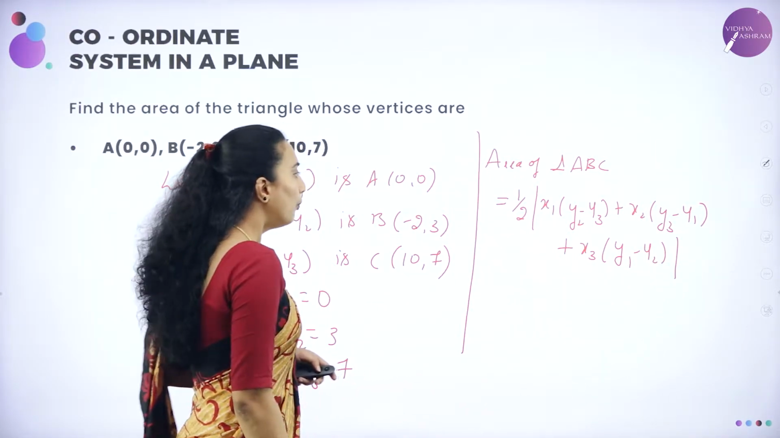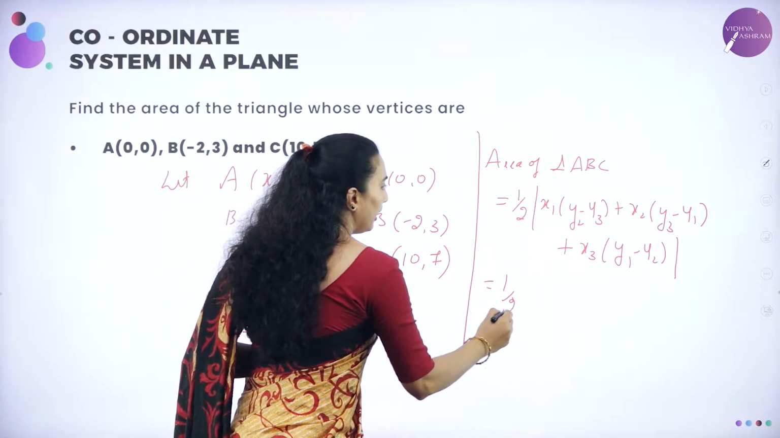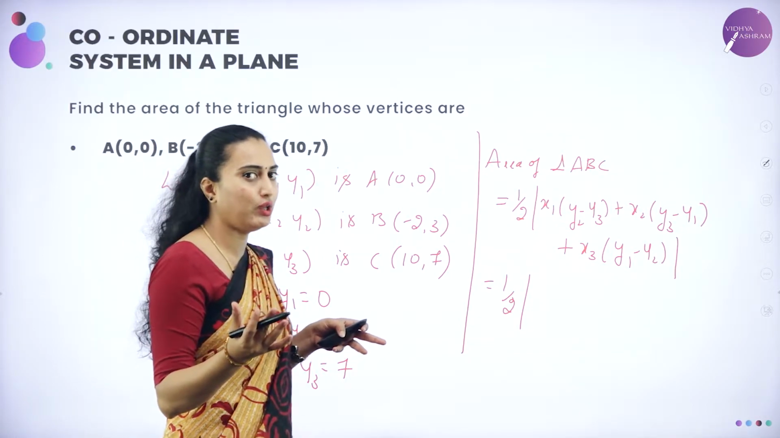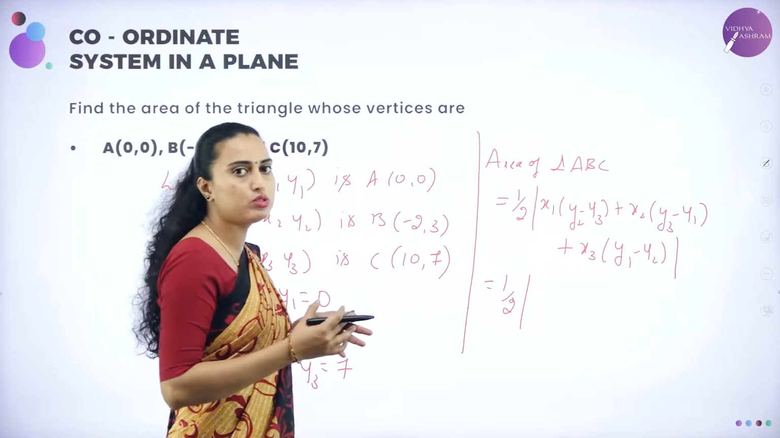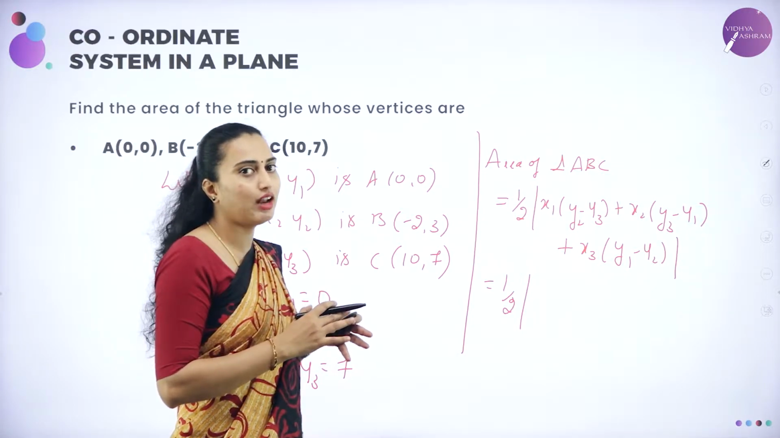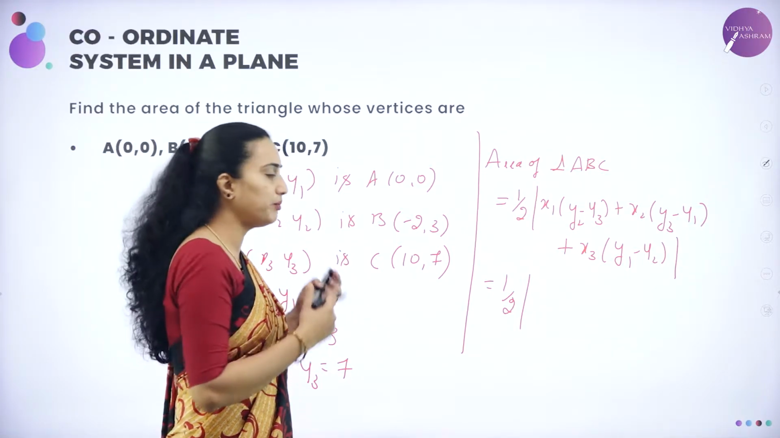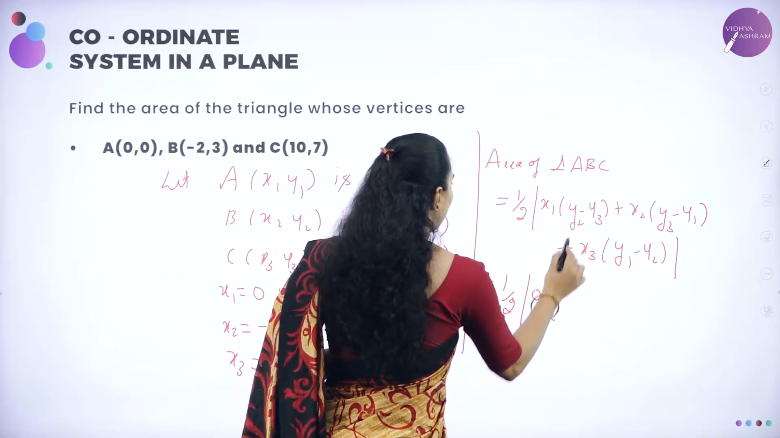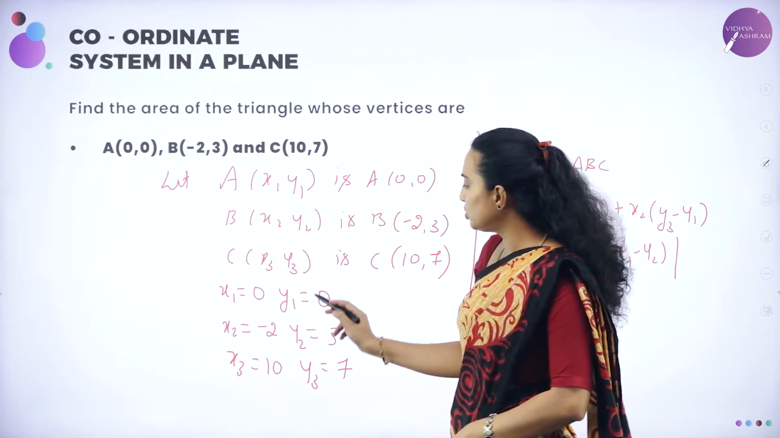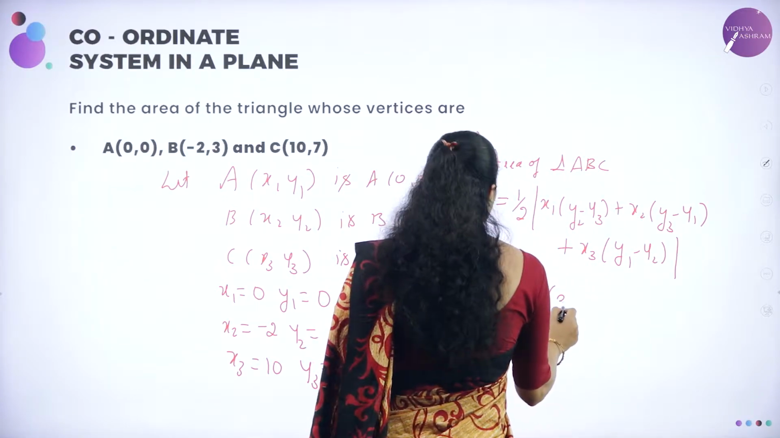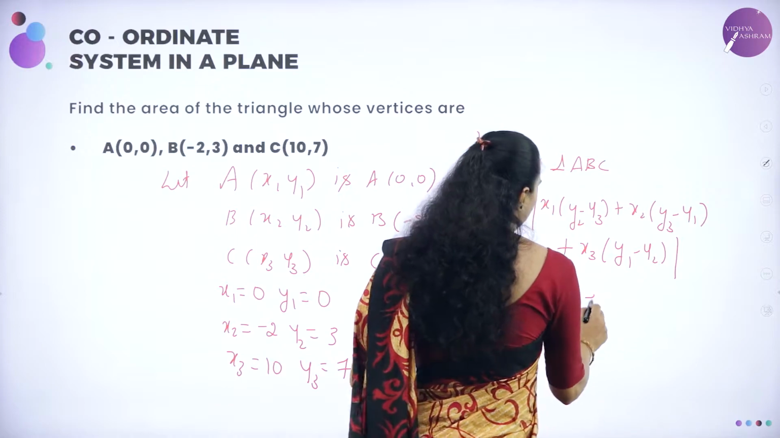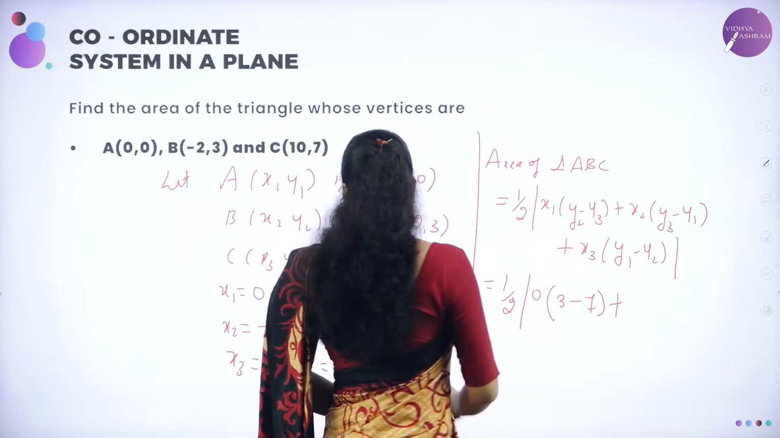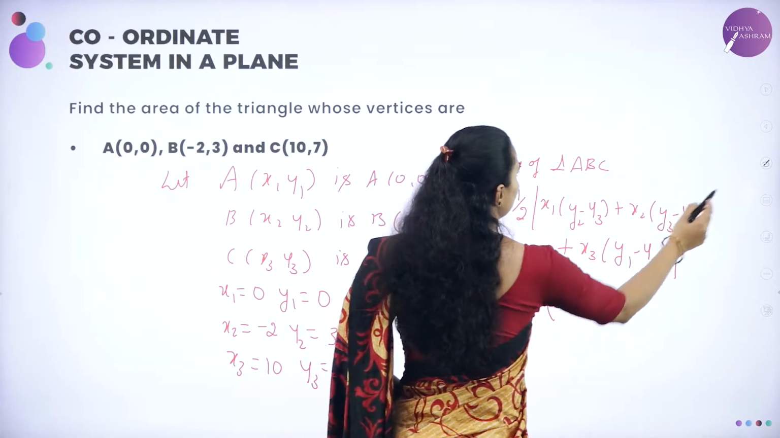Substitute in the formula. What are you going to have? Half into, what is x1? x1 is nothing but 0. You already know 0 into anything is 0. Even if you do not write it inside the bracket, it is 0 outside, no matter. But here let me write it because we have the values. So 0 into y2 minus y3. What is y2? y2 is 3, minus y3 is 7. Plus, you're going to have x2 into y3 minus y1. What is x2? x2 is -2. Plus into minus is nothing but minus.